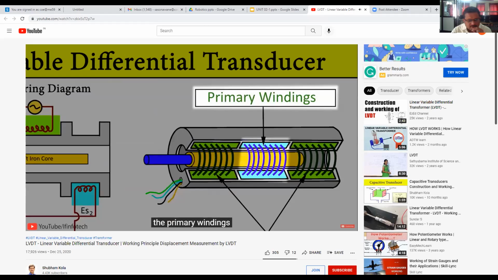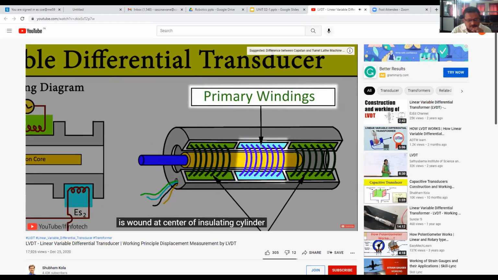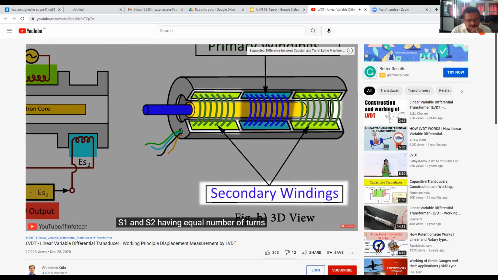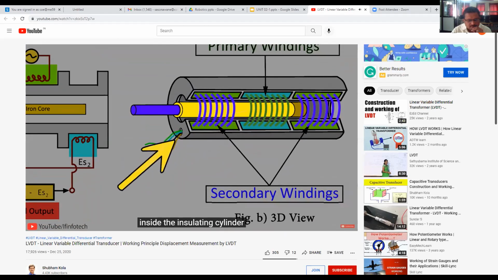The primary winding is wound at the center of the insulating cylinder, and on either side of the primary winding, two secondary windings S1 and S2 having an equal number of turns are wound. Here the directions of secondary windings S1 and S2 are exactly opposite to each other. Inside the insulating cylinder, a magnetic core is placed, which is free to move in either direction.